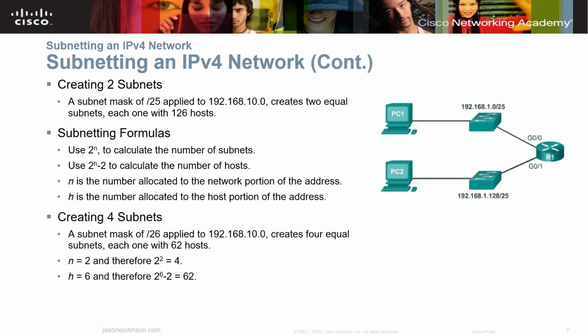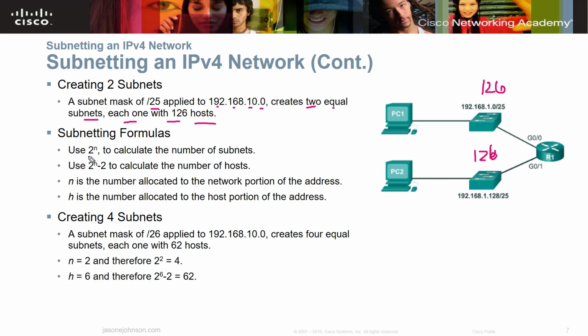So, when we create 2 subnets, a subnet mask of /25 is applied. 192.168.10.0 is your first network ID. It creates 2 equal subnets, each one with 126 hosts. So we have 126 hosts here and 126 hosts here. And you may be saying to yourself, why don't we get 128? Well, one is used for the network ID and one is used for the broadcast ID. So we always break it up and then subtract 2, one for the network ID, one for the broadcast ID.